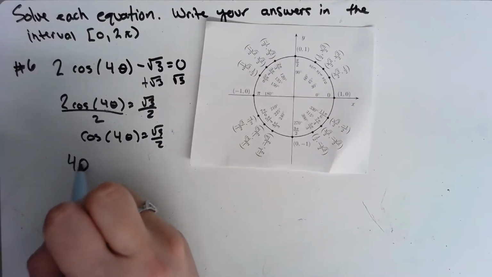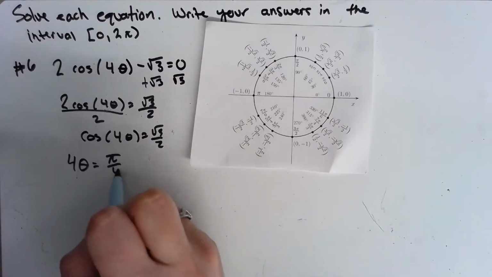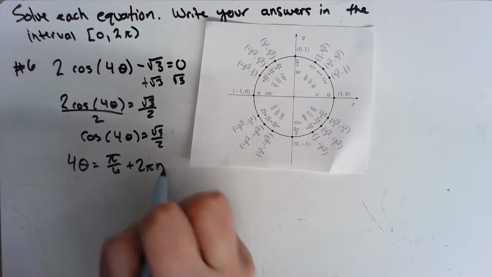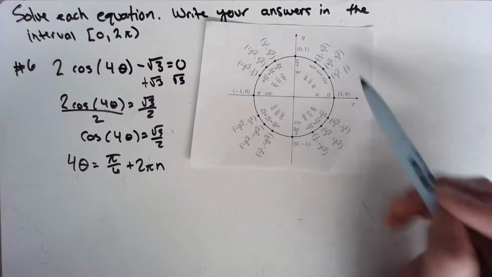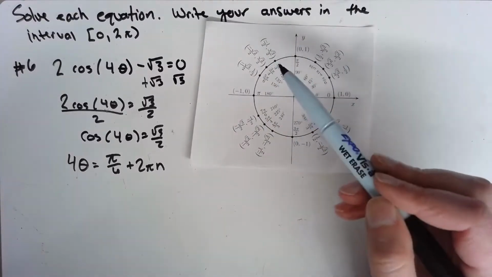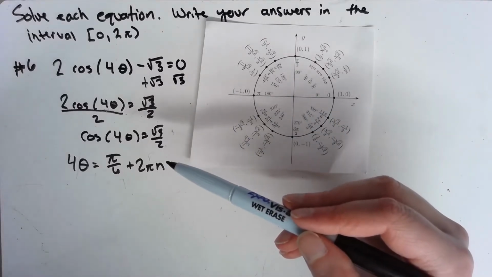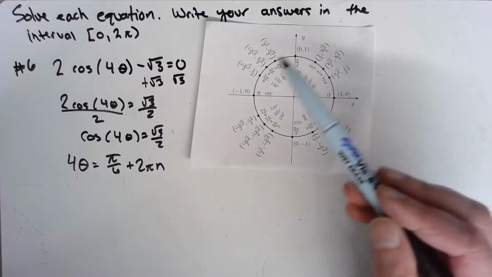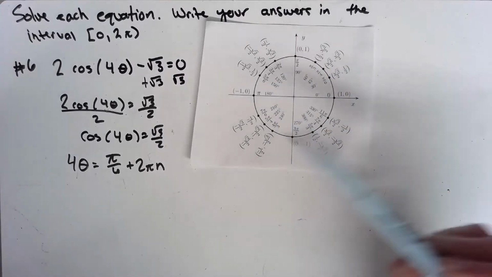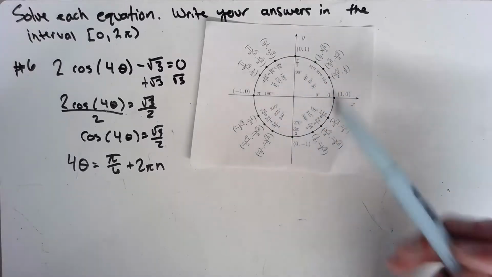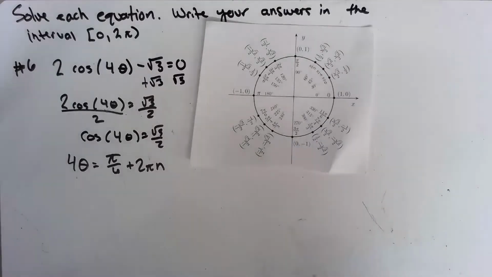So 4 theta equals pi 6 plus 2 pi n. That would give us the infinite number of solutions. We have to set it up this way first because we know that instead of completing it in 2 pi, we're actually going to be completing this multiple times within that range of 0 to 2 pi.